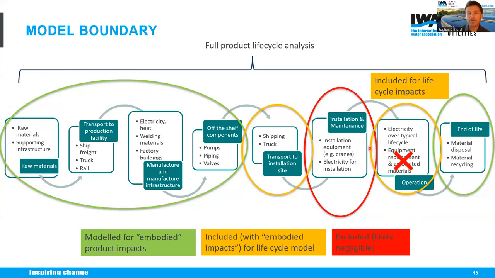The parts that are in red, which were installation and maintenance and the actual equipment replacement during operation, for example, if a pump had to be replaced every 10 years or 15 years, were left out. Although at the end of the model, we found they would likely be negligible anyway. And the parts in orange I am presenting today, but they weren't included as part of what the utility required, but we did run a life cycle assessment model for the actual operation part of the aeration system.